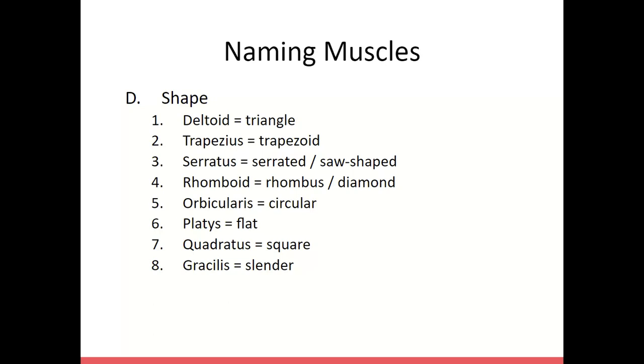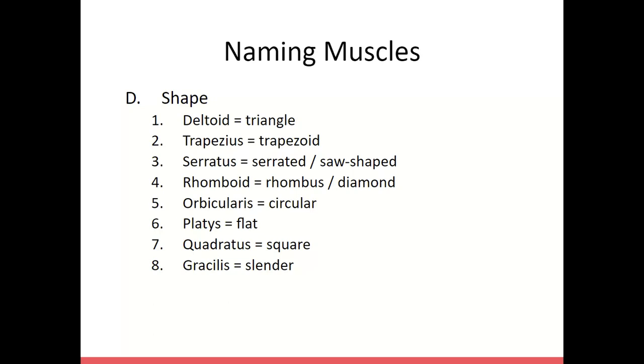All right, and then we can also talk about the shape of muscles. Some of these are pretty easy, some of these are a little bit tricky. If a muscle has a triangular shape, like a river delta or the Greek letter delta, it's deltoid. If we have a trapezoidal shaped muscle, we call it trapezius. If it's shaped like a saw, jagged with sharp edges, we call it serratus. Think of a serrated knife, or the Sierra Nevadas, sharp and pointy. Rhomboid is like a rhombus, so it's got a diamond shape to it.